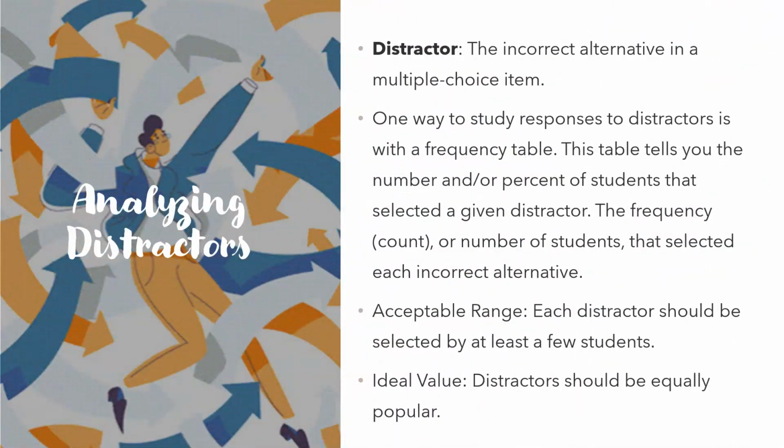Now, next and last we will look at our distractors, and these are the incorrect alternatives in a multiple choice item. One way to study responses to distractors is with a frequency table, and that tells you the number and/or percent of students that chose each answer. The acceptable range is that each distractor should be selected by at least a few students. The ideal is that all the distractors should be selected equally. I will tell you that never happens.